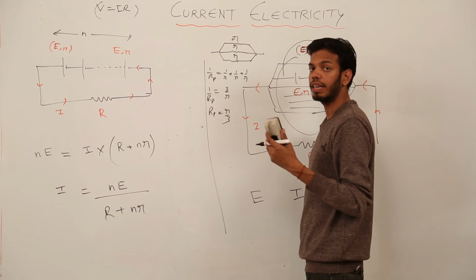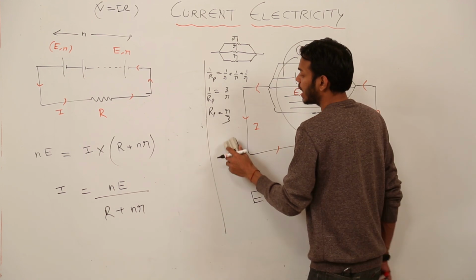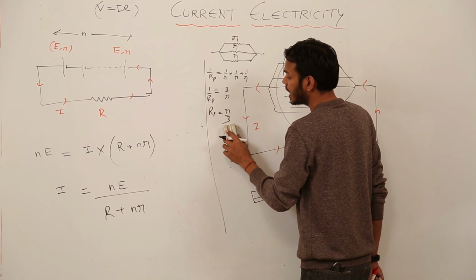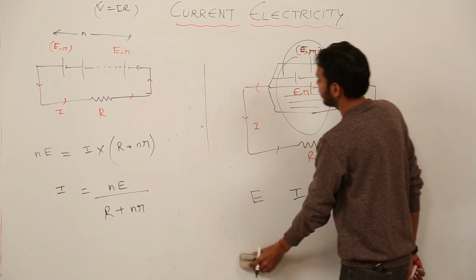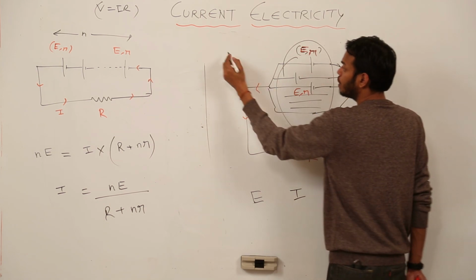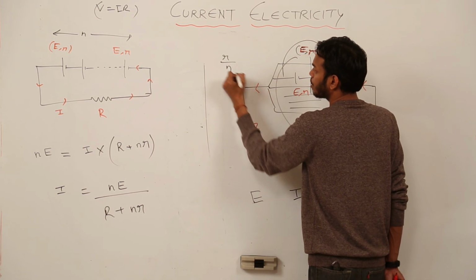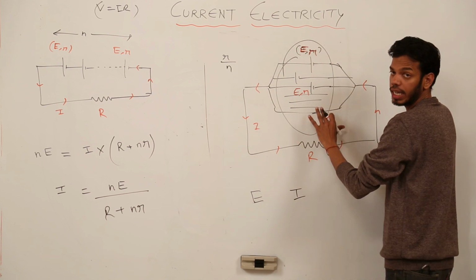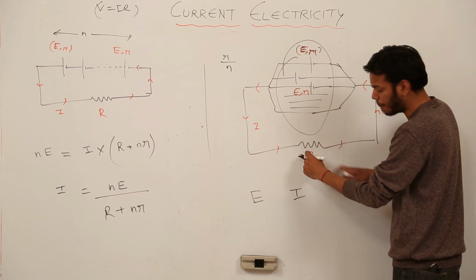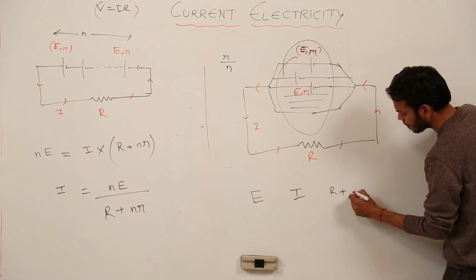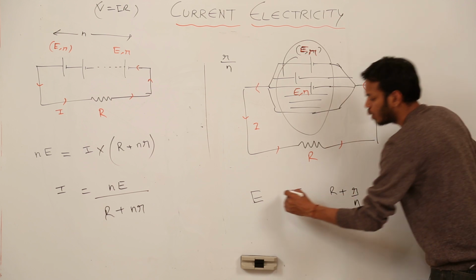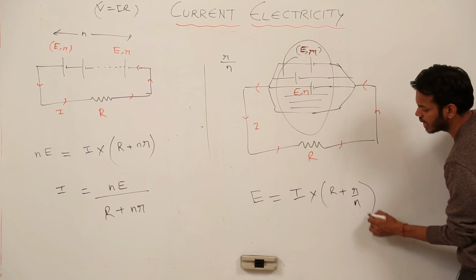What is the total current flowing in the circuit? I. What is the total resistance of the circuit? This R and the internal resistance of each cell are connected in series. Consider the diagram like this: small r, small r, small r, dash dash dash, N times small r, then capital R. What is the net resistance of this circuit? All these small resistances and the capital resistance are connected in series, because that is the rule of series. They are all in a single line.